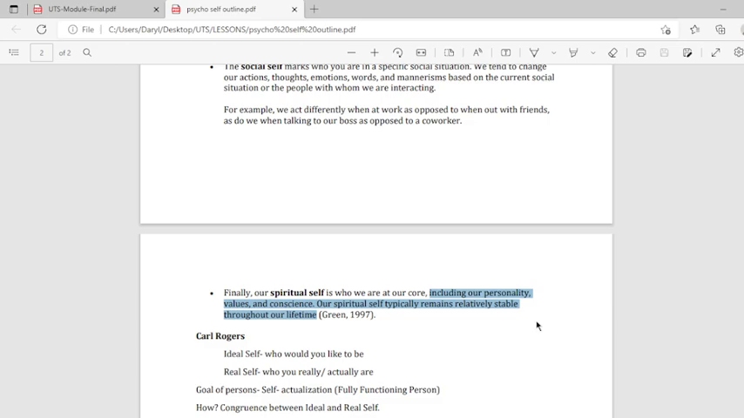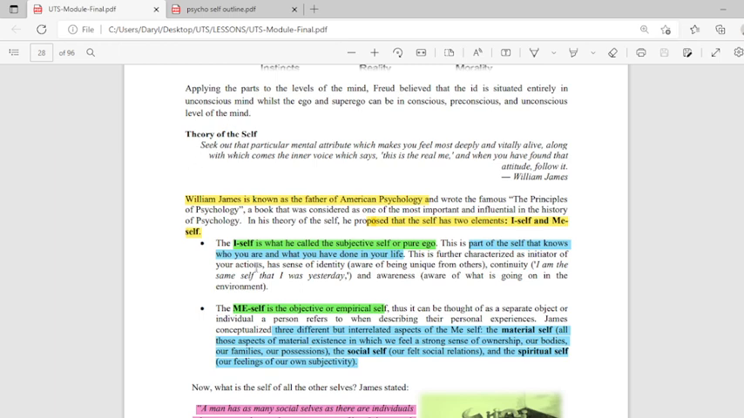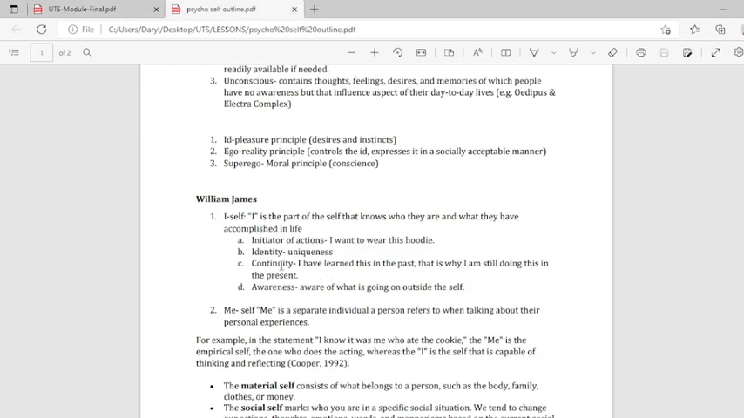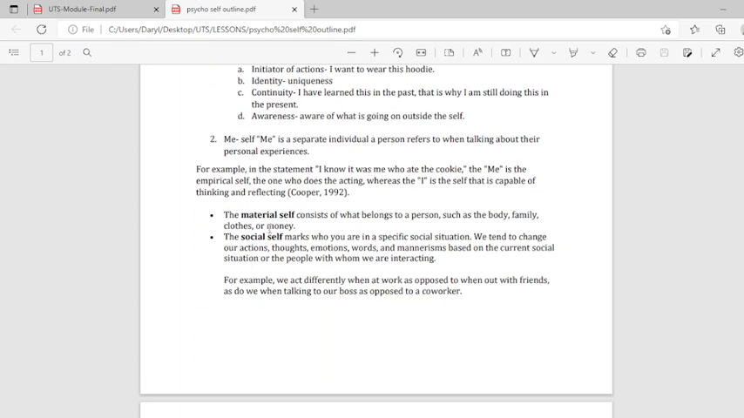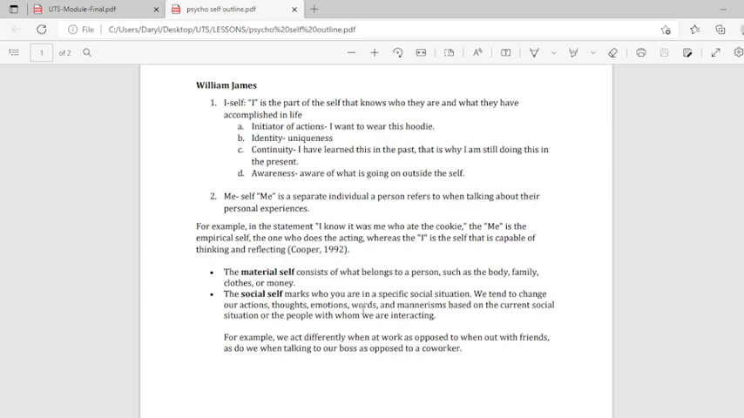Okay? So a short recap about William James. Iyahang concept, iyahang theory of the self, the I and the me. The I is called the subject, the me is the object, meaning siya ang nag-act. Si I na ay characteristics of pagkabuok, initiator, identity, continuity, and awareness. Si me, divide into three, the material, the social, and the spiritual. Okay? How do we understand the difference between the I and the me?